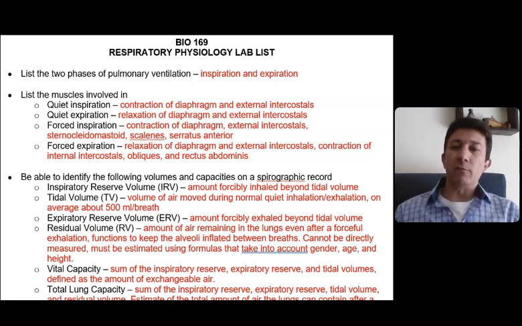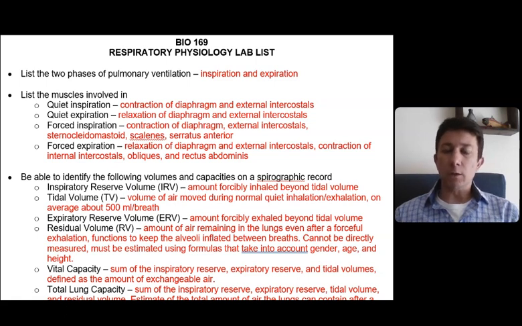So quiet inspiration involves the contraction of two muscles, the dome-shaped diaphragm muscle and the external intercostal muscles, which are muscles that exist between most of the ribs in the rib cage. And when these muscles contract, they expand the volume of the thoracic cavity. And when the volume of the thoracic cavity expands, that creates a slightly lower pressure inside of the alveoli and inside of the thoracic cavity itself, and promotes airflow towards the alveoli of the lungs.